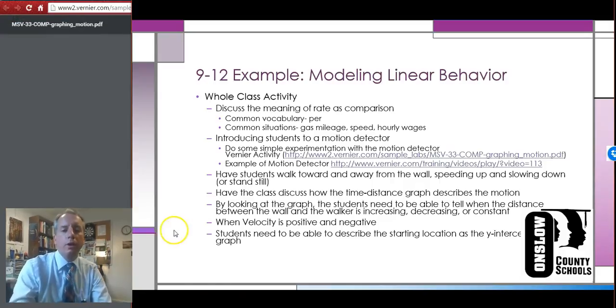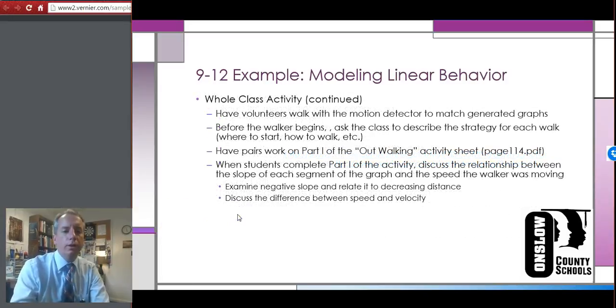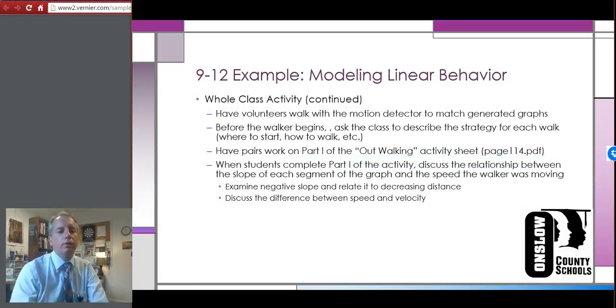So let's take a look at what that looks like here in this lesson, right? So in our whole class activity, we're going to have volunteers walk towards the motion detector. They're going to walk back. We're going to create some graphs. We're going to kind of analyze those.